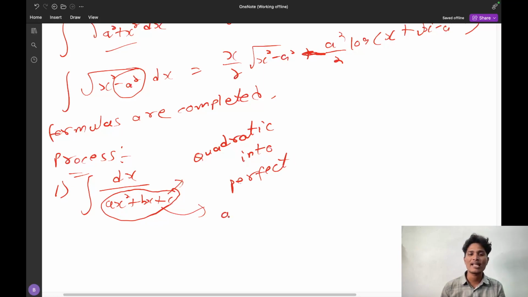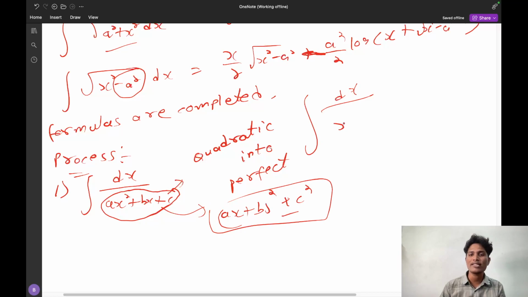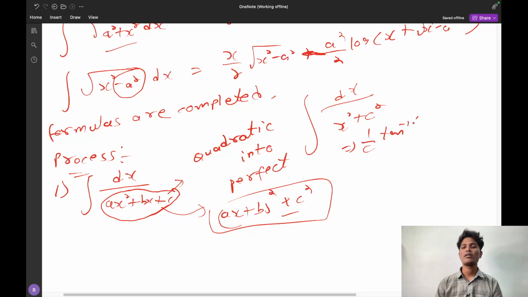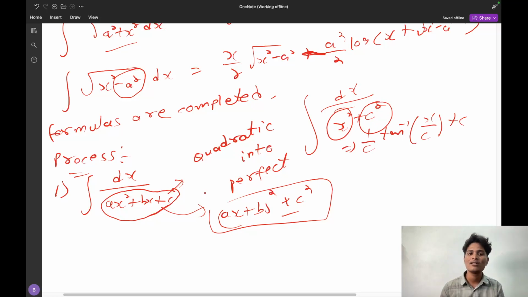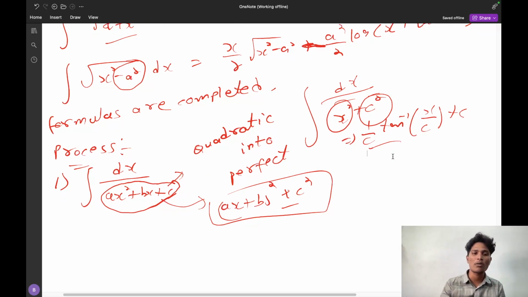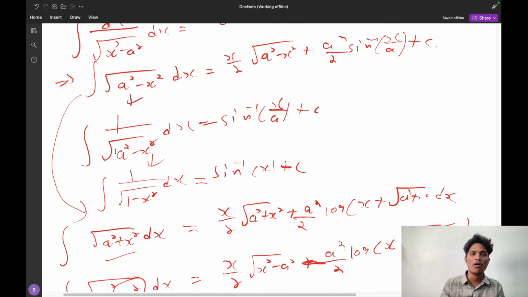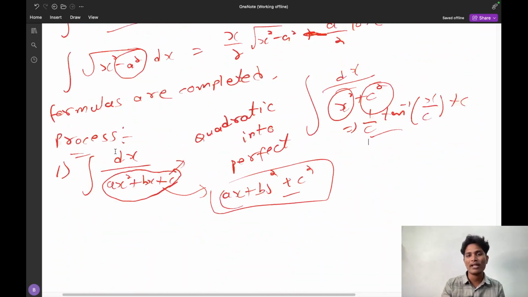Suppose this is converted like this, (ax plus b) whole square plus c square, or minus c square, anything. We have to convert it like this. And we already know the formula for integral dx divided by x square plus c square. It will be 1 by c tan inverse x by c. So by just writing the given quadratic as perfect squares, we can write the integral formula. We can apply the previous formulas I discussed here.